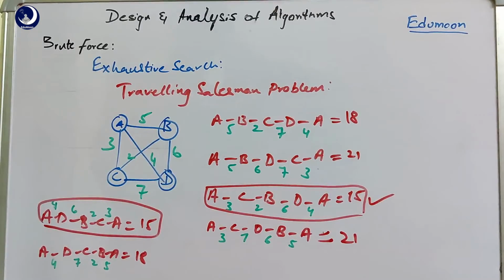Now we can assume that if there are more cities, like 5 cities, it will be n minus 1 factorial, that is 24. If there are 6 cities, you get 120 combinations, and this exhaustive search will search all those 120 combinations and then return the answer. So this is actually a very time-taking process when there are more cities.